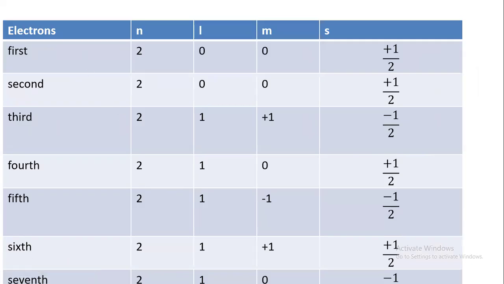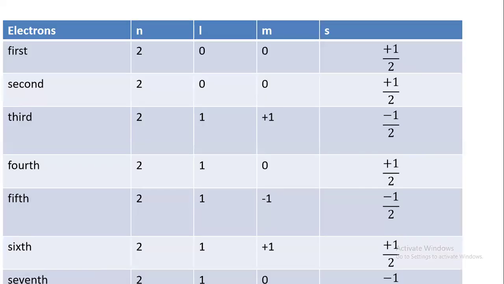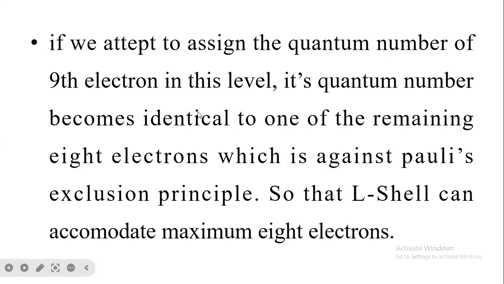Electrons: the first, second, third, fourth, fifth, sixth, seventh, and eighth, eight electrons in all. Each has a principal quantum number, azimuthal quantum number, magnetic quantum number, and spin quantum number. The principal quantum numbers are similar, the azimuthal quantum numbers are 0, 0, 1, 1, 1, and the magnetic quantum number and spin quantum number vary.